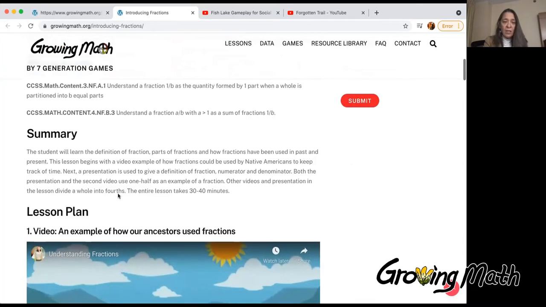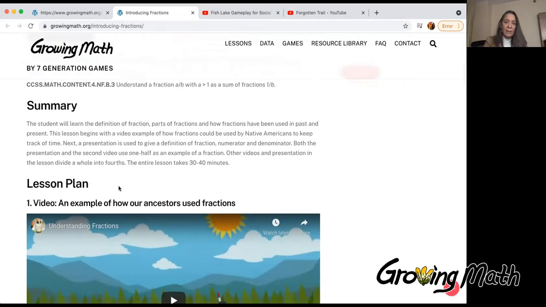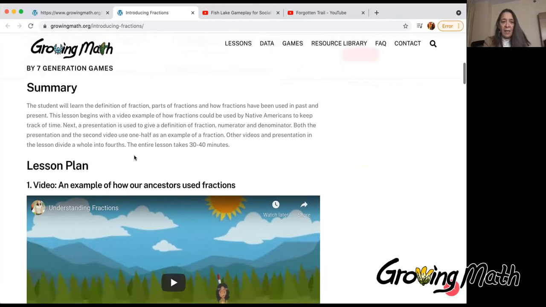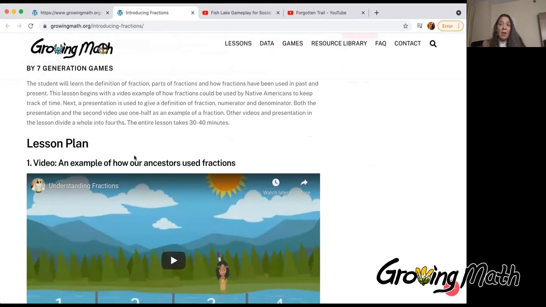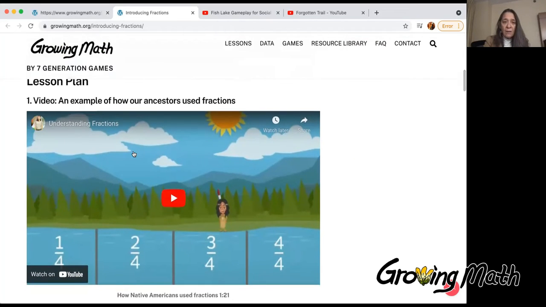The summary for each lesson is going to tell you what the lesson is about. This one gives the definition of fraction, the parts of a fraction, introduces 1/2 as a fraction, and so on. It takes 30 to 40 minutes, but realistically, by the time Angie tells you that story about how she got a puppy and the office interrupts with announcements and you take attendance, this is realistically going to take an entire class period. So we start with a video.